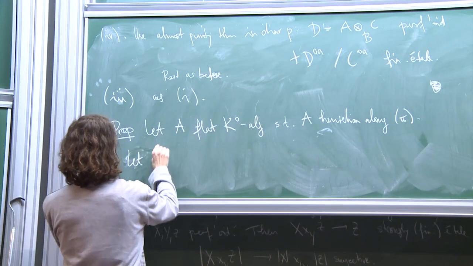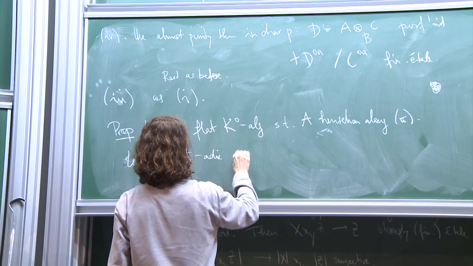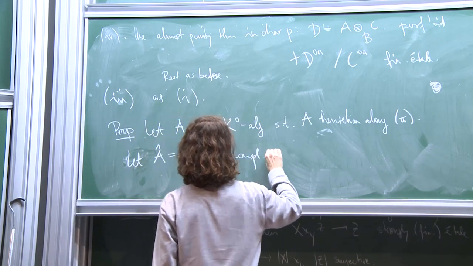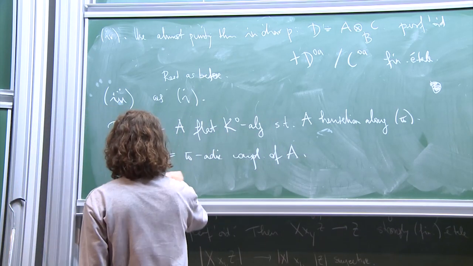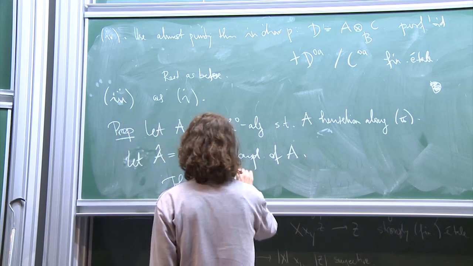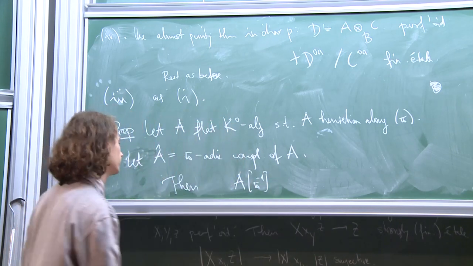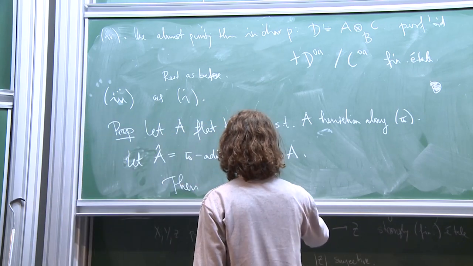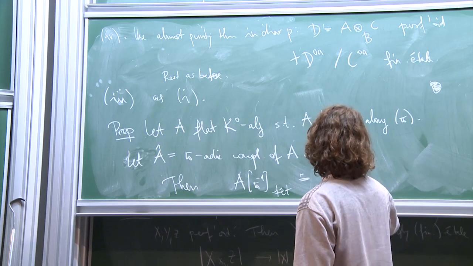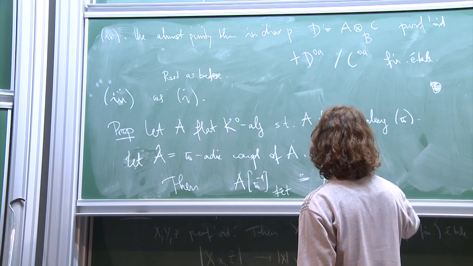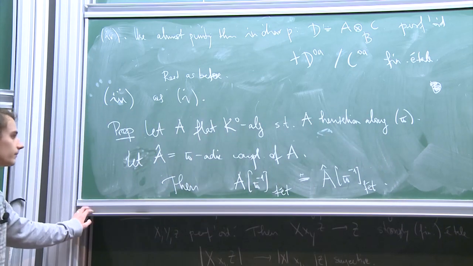And let A hat be the pi-adic completion of the separated completion of A. And then the finite étale algebras over the generic fiber for A, you can extend any such algebra to the completion. And the theorem says that this induces an equivalence of categories.